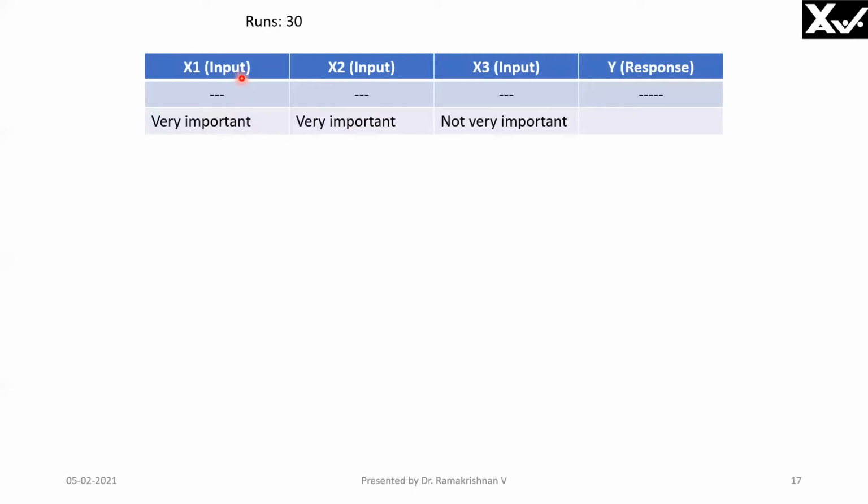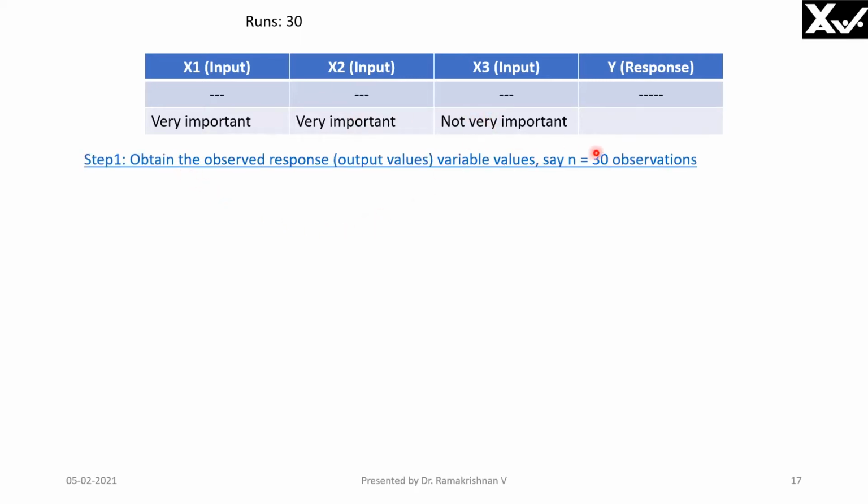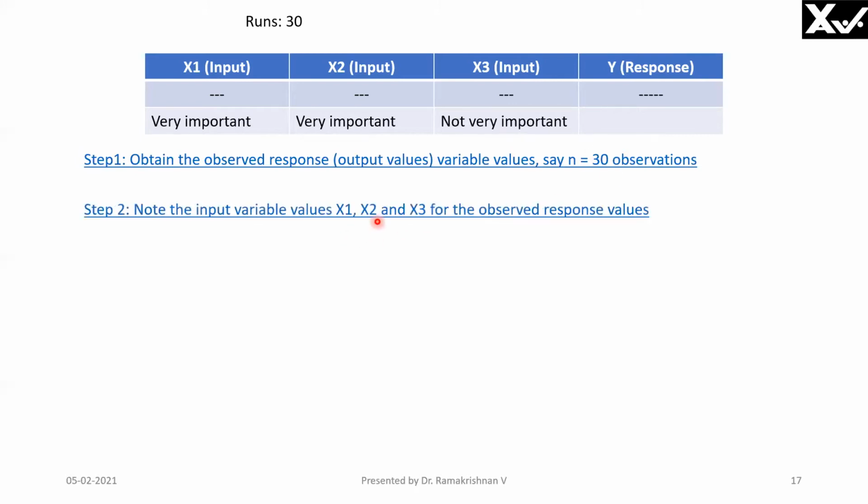Now, we will take this case study. X1, X2 and X3 are observed and the Y value also is observed. Now, people said that X1 and X2 are very important. Therefore, I have considered only X1 and X2 now. X3, I will be considering it later on if required. Now, obtain the observed Y values and the input variables.